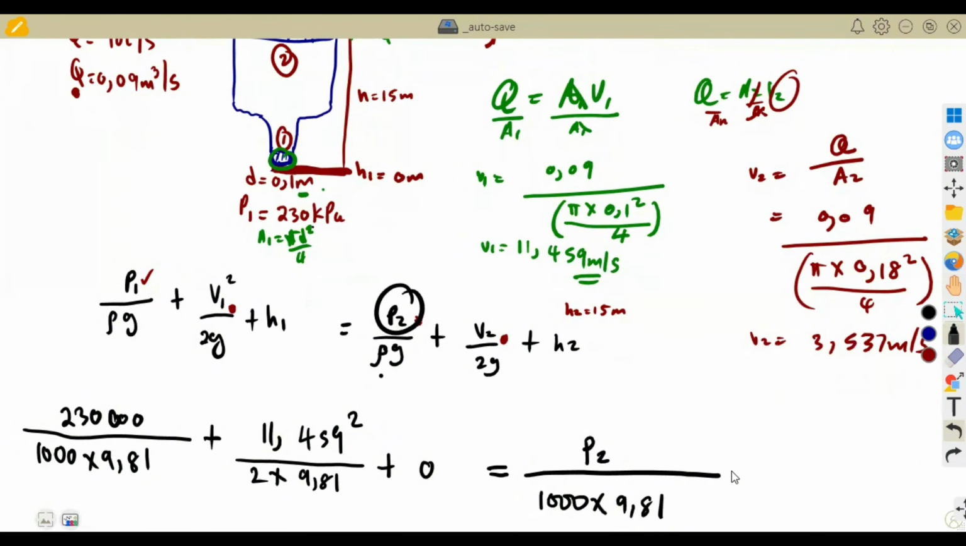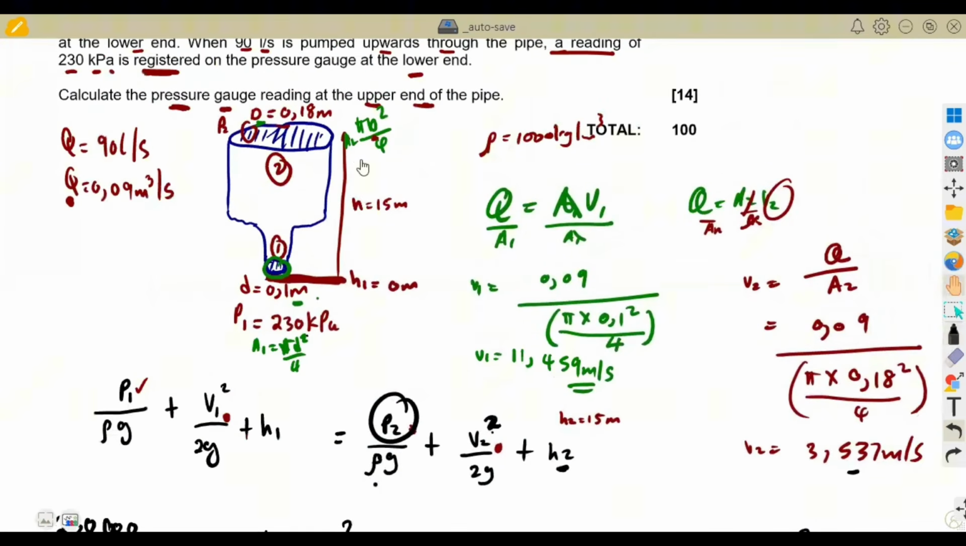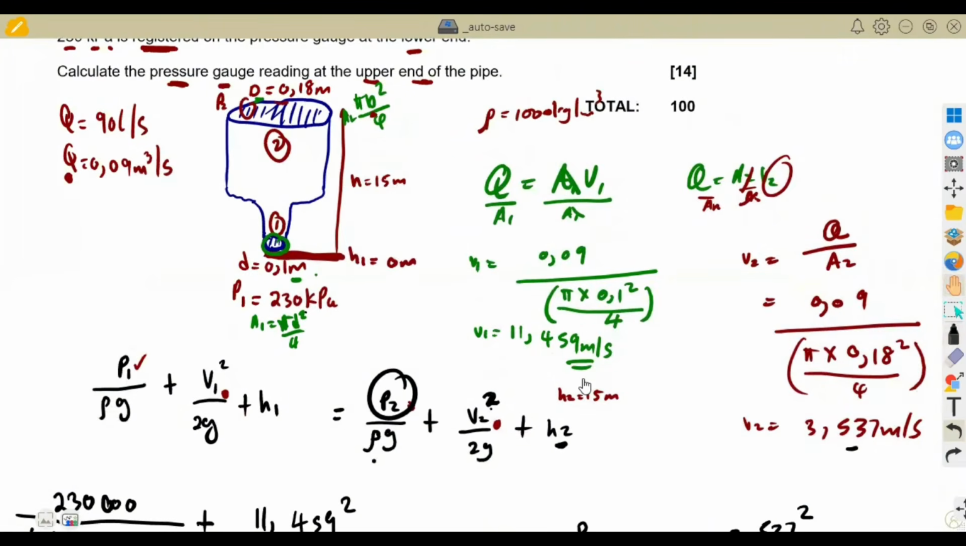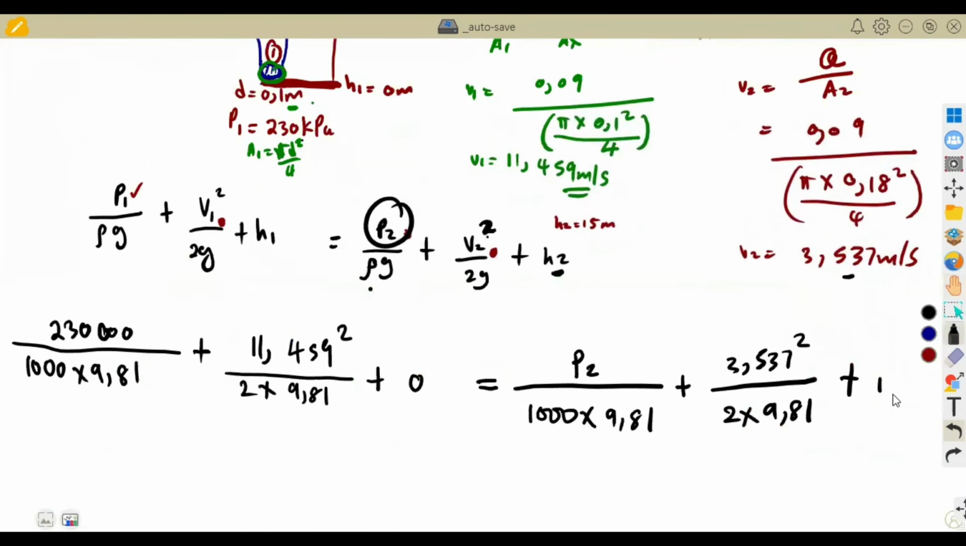All right, so this is it here. Then we're going to move on, plus this will be V2 squared. Guys, why am I leaving this? There's a square there. So this is V2 squared, which is this one, 3.537 squared, everything over 2 times G, which is 9.81, plus H2. Remember, I said H2 is taking the whole of this length, the total length that we have there, which is what? 15 meters. So that is going to be your H2. So this will be 15 meters.